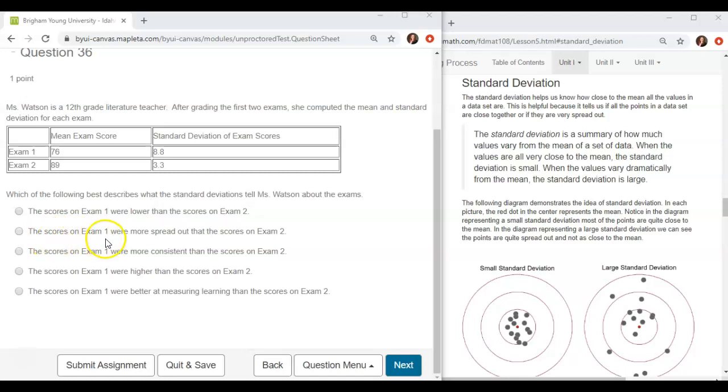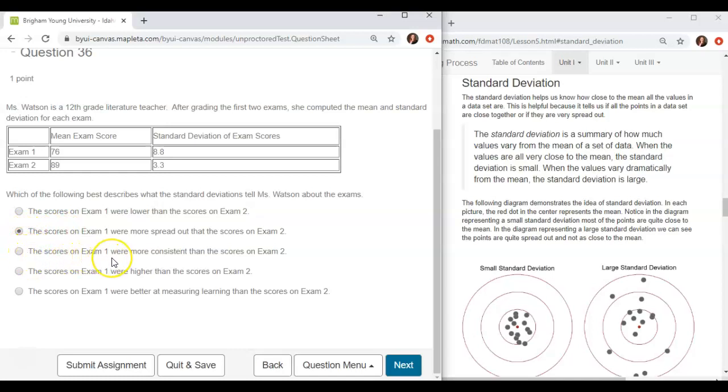The next one: the scores on exam 1 were more spread out than the scores on exam 2. And that is definitely the case. We can see that the standard deviation is 8.8 on the first exam and 3.3 on exam 2. We can see over here in the textbook that standard deviation means the spread. If I have a larger standard deviation, that means I have more spread to those data points. A smaller standard deviation means I have less of a spread. So this one is correct, but we can continue going for the next ones.